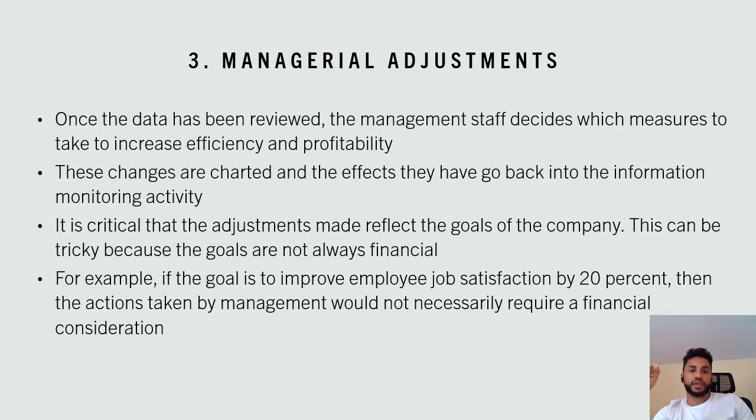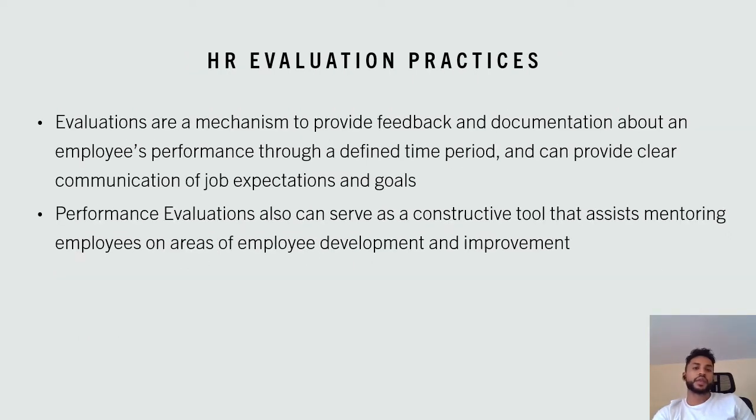So, for example, if their goal is to improve employee job satisfaction, like we were just talking about, by 20%, then the actions taken by management will not necessarily require a financial consideration. So, management is going to want to, instead of trying to motivate employees to sell more, try to do some more team building things. Like, hey, let's try to figure out what everyone likes to do. Okay, let's go jet skiing, or let's take a boat out, let's take a yacht out, let's have some fun, let's just do some stuff and make people want to be here, right?